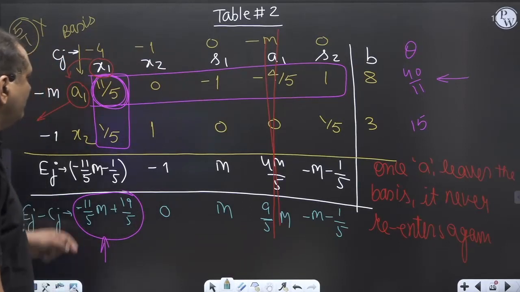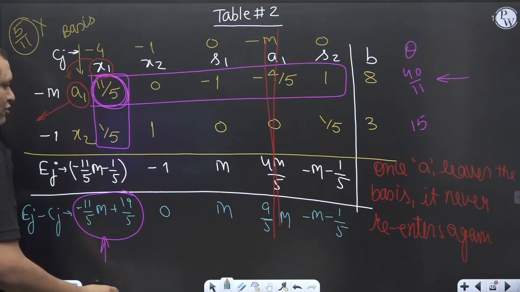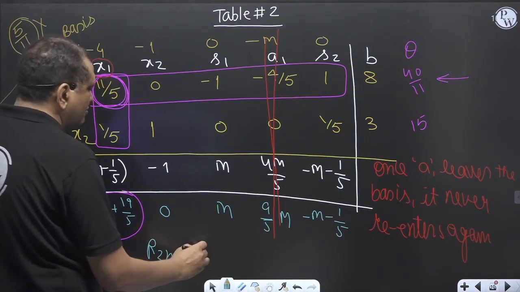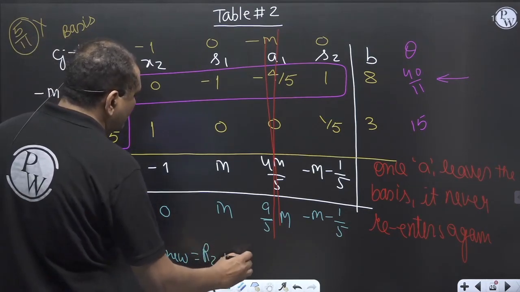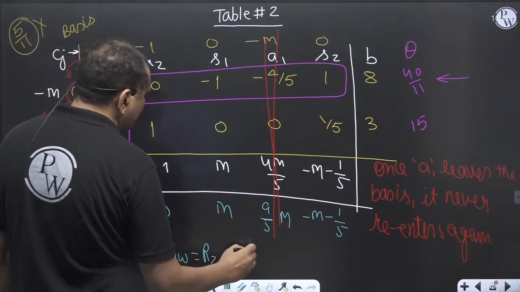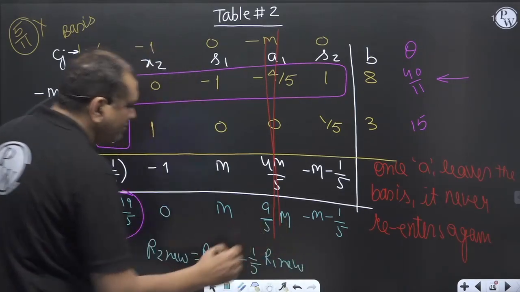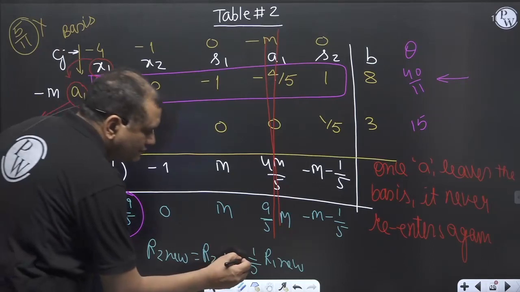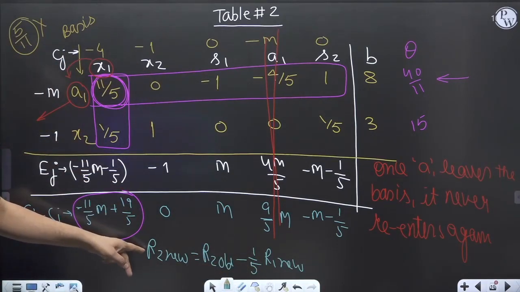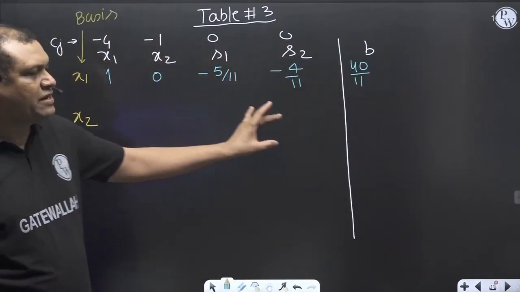What next do we have to do? We have to make this 0. So only row operations. R2 new is equal to R2 old. This is 1 now in the next iteration. So minus 1 by 5 R1 new. That's the way we will do to make this 0. So use this operation in the new table and write all these parameters.